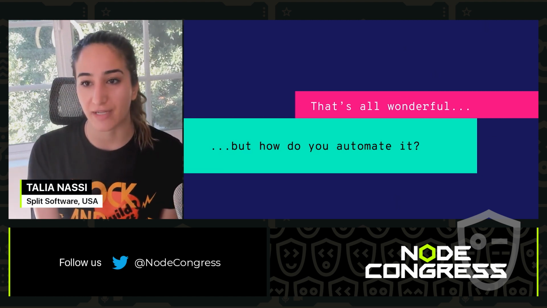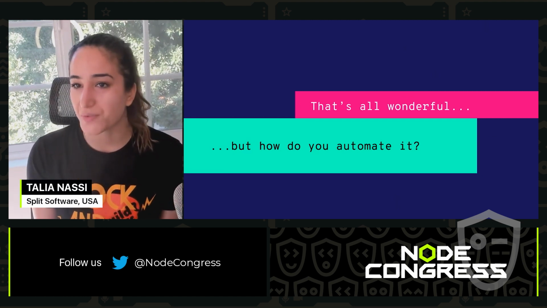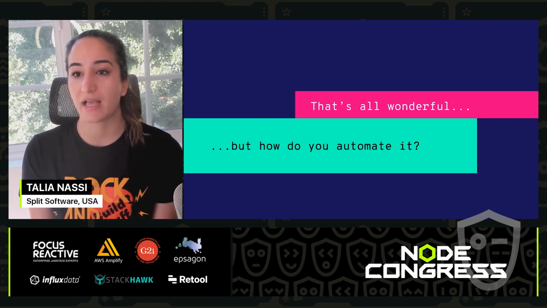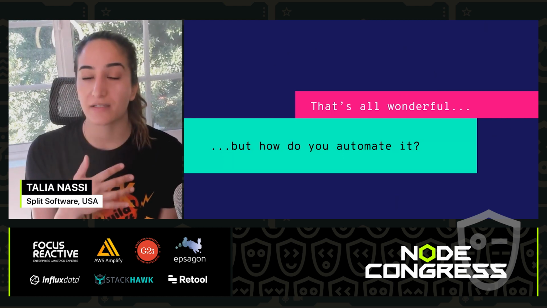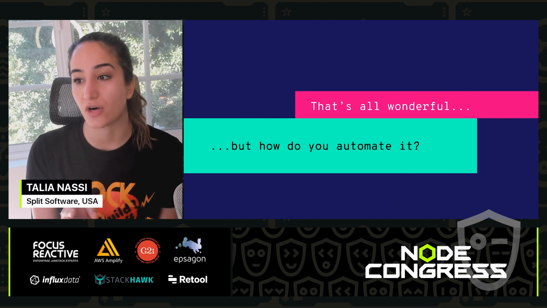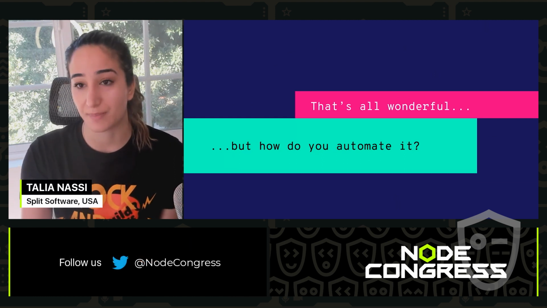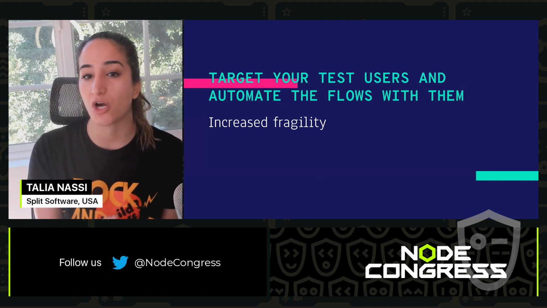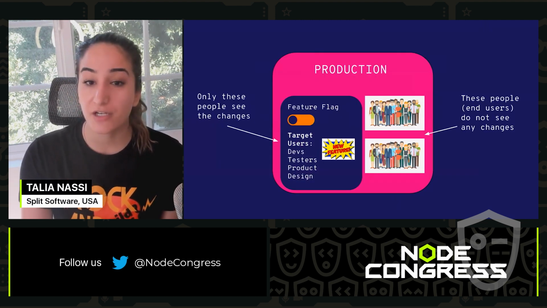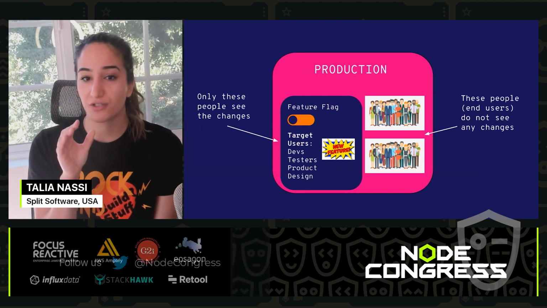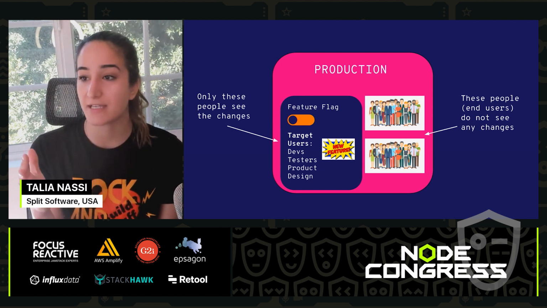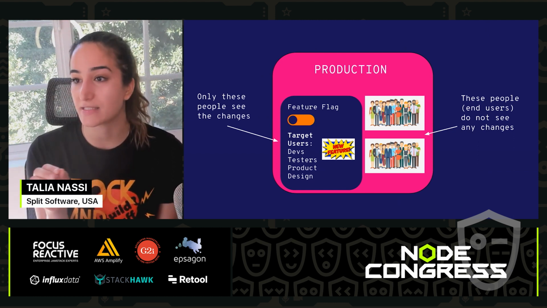Like, feature flagging is great, but how do you automate it? You can't possibly manually test every feature every time you release. And with feature flags, you have this added complexity, right? So how do you automate it? And there's two options here for automation, and I'm going to go through both. So the first option is that you target your test users and automate the flows with them. So what that means is here, when you target your users, you also create an automation robot, just a test user that's going to be used to run these tests in production.